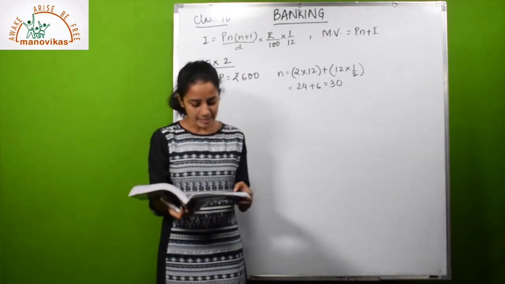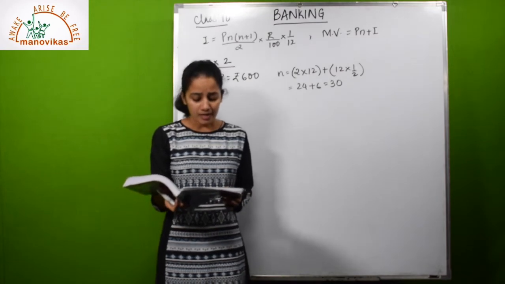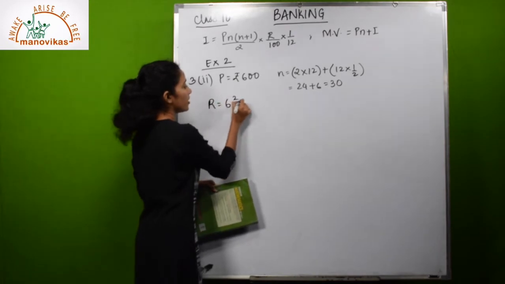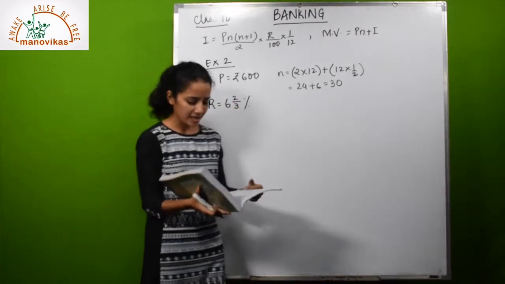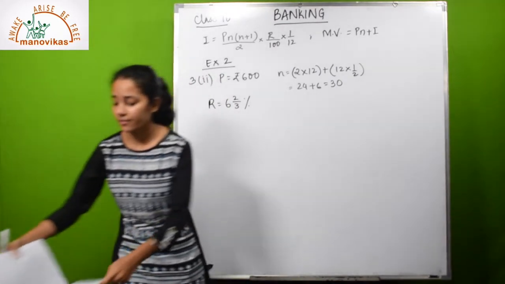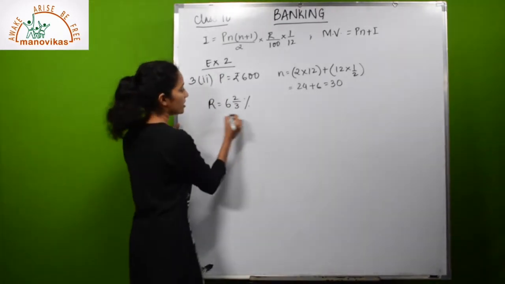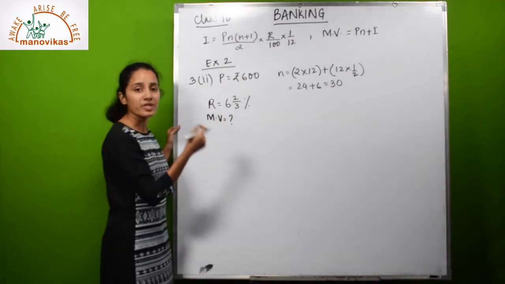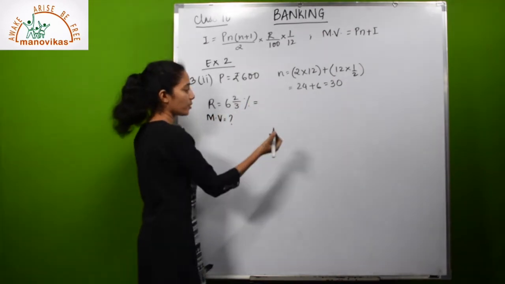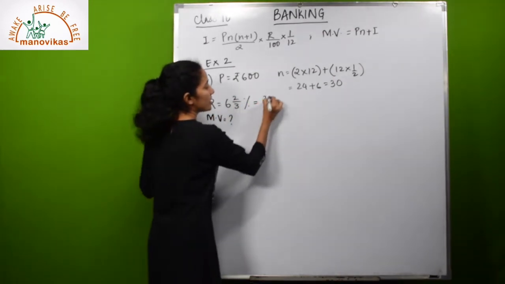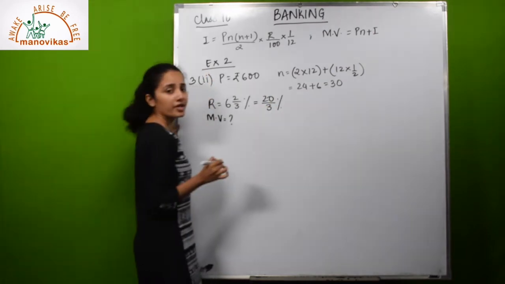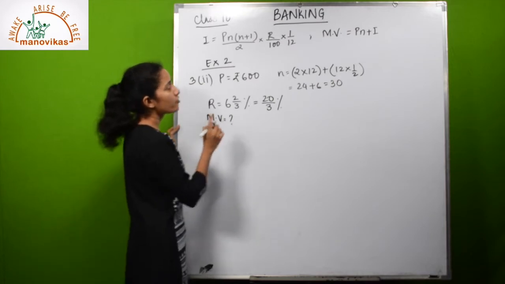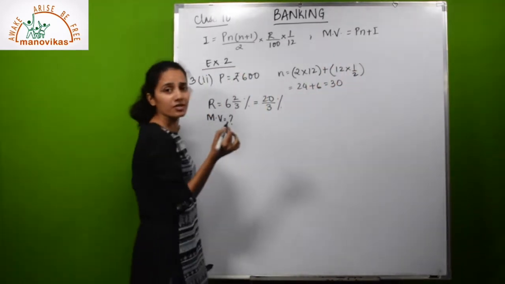The next thing given is, if the bank pays simple interest at 6 2 by 3. So the rate given is 6 2 by 3%. You have to calculate the amount received at the time of maturity. Again, you have to calculate the matured value. Now note that the rate here is given in terms of a mixed fraction, so convert it into an improper fraction. So 18 plus 2 will be 20 divided by 3% per annum. So now again here the maturity value is told to calculate. So first we will have to calculate the simple interest.